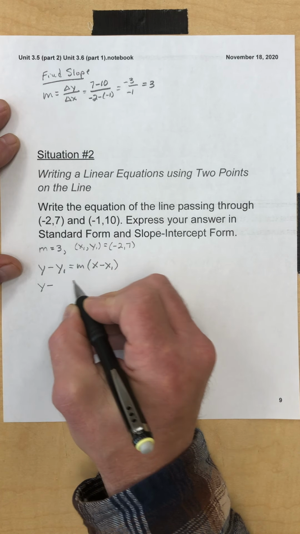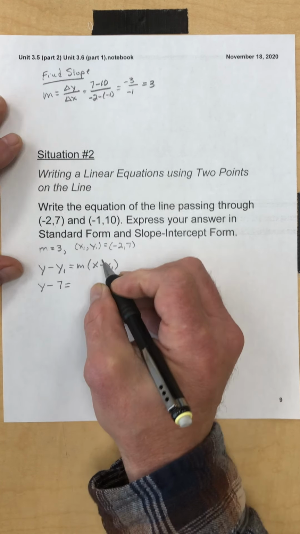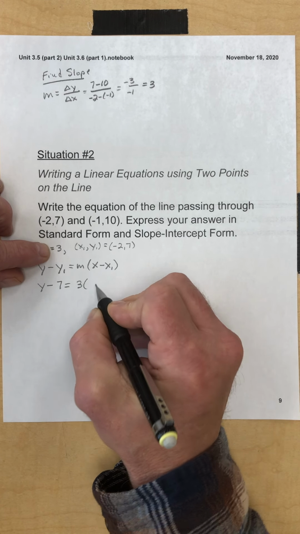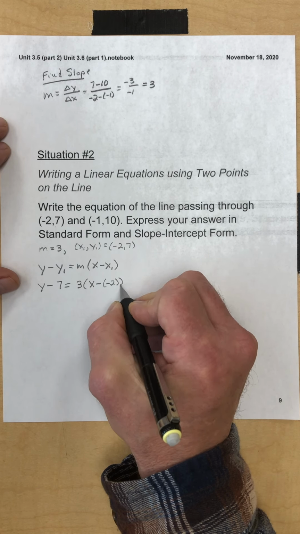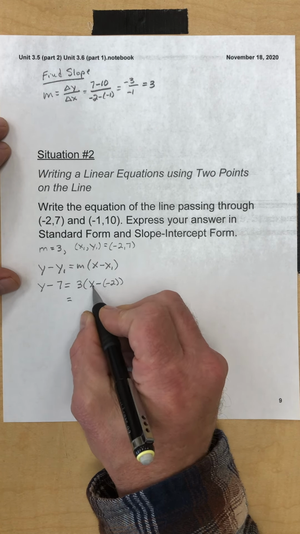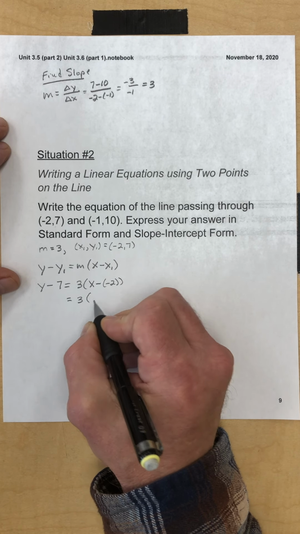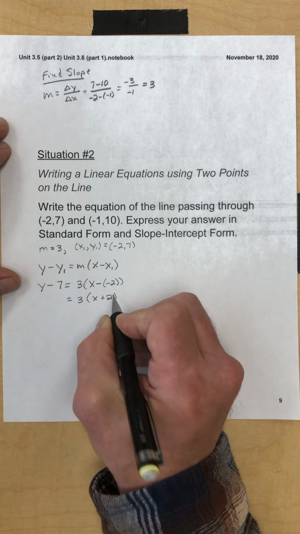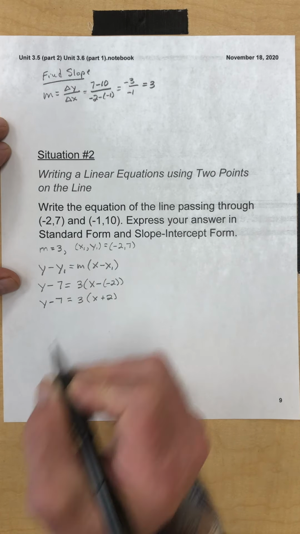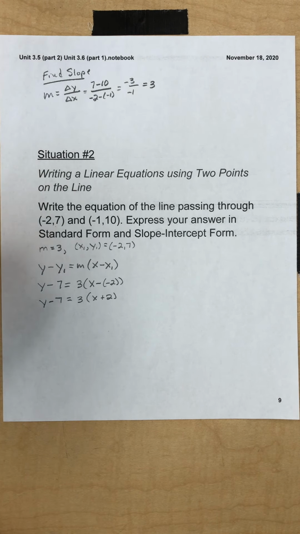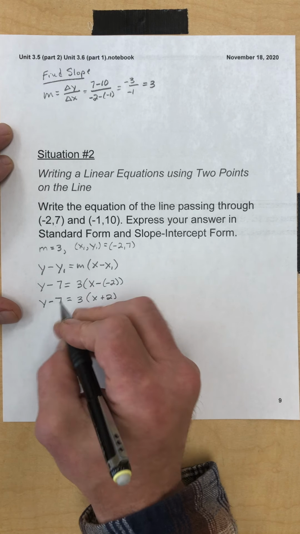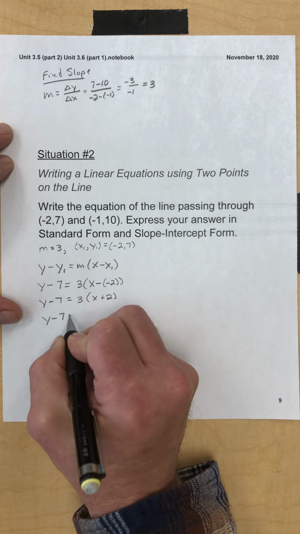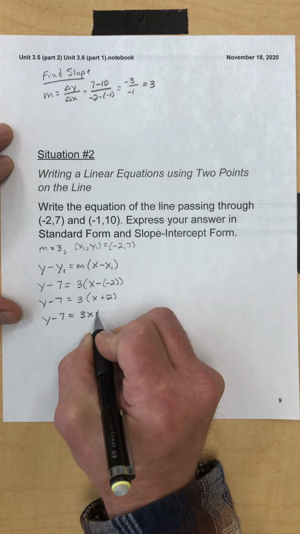So I go y minus y sub 1, which is 7, equals the slope, which is 3, times the quantity of x minus x sub 1, which is -2. The first thing I'm going to do is get rid of this double negative. So I have 3 times the quantity of x plus 2, and obviously bring down my y minus 7. The nice thing here is I don't have any fractions, so when I go to standard form, it's going to be really easy. So let's distribute the 3. I get y minus 7 equals 3x plus 6.